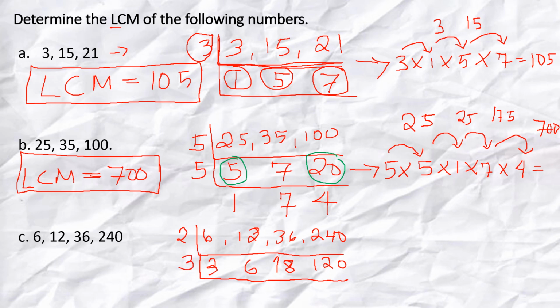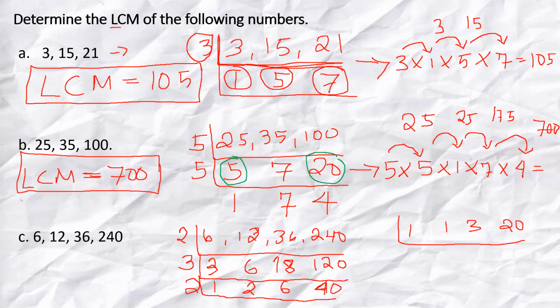Next, divide by 3. 3 divided by 3 is 1. 6 divided by 3 is 2. 18 divided by 3 is 6. 120 divided by 3 is 40. We can still divide 2, 6, and 40 by the number 2. So let us copy 1. 2 divided by 2 is 1. 6 divided by 2 is 3. And 40 divided by 2 is 20.